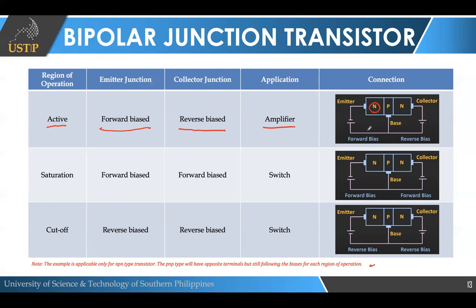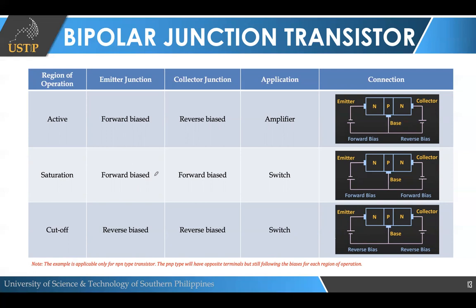Your N, para ma-forward bias siya, dapat naka-connect siya sa negative terminal, the shorter leg of your voltage, V bias. And then your P is connected sa imong positive. So naka-forward bias ang imong emitter junction. For your collector junction, dapat i-reverse bias nimo siya. So again, imong N connected sa P, imong P connected sa N. Okay, reverse bias.